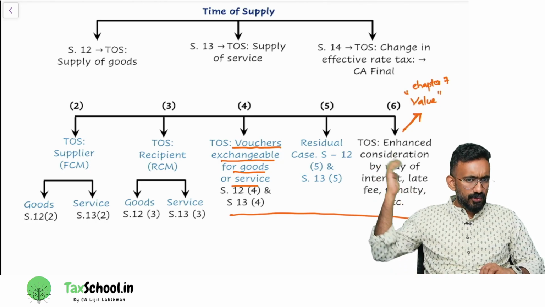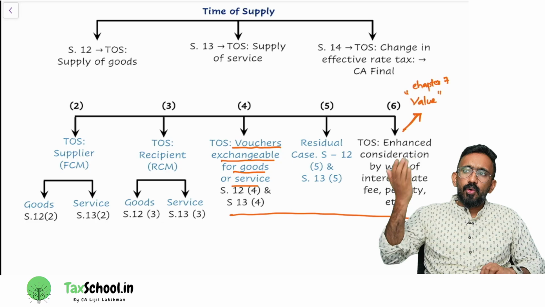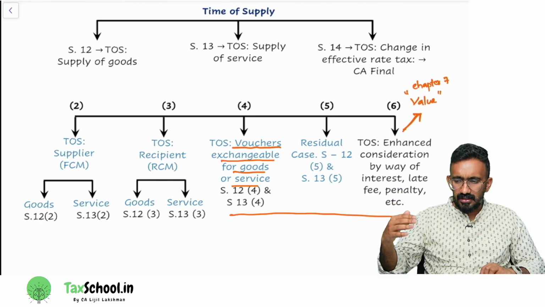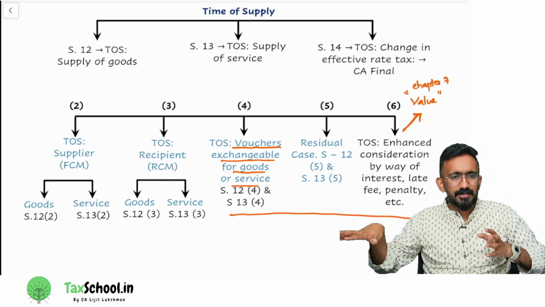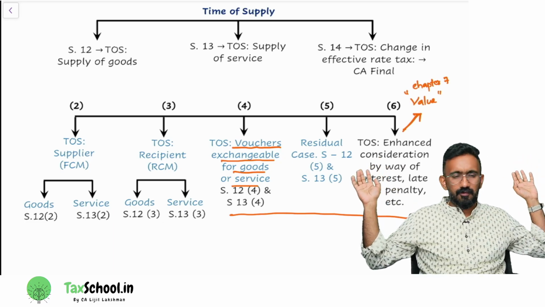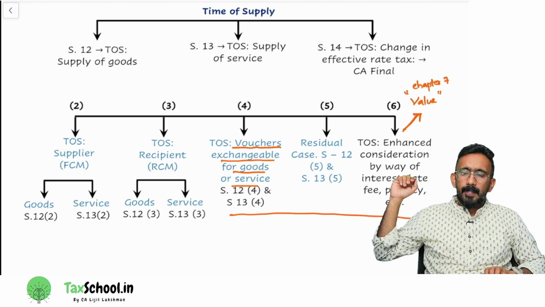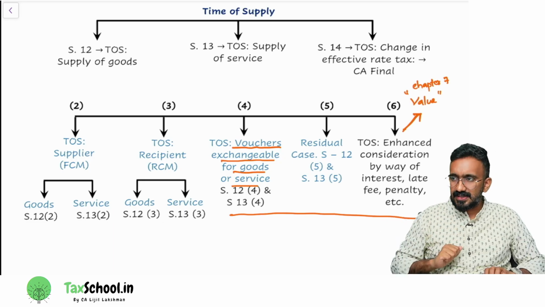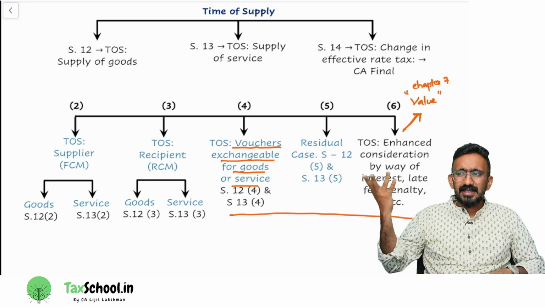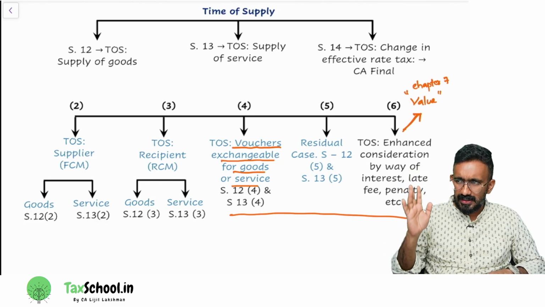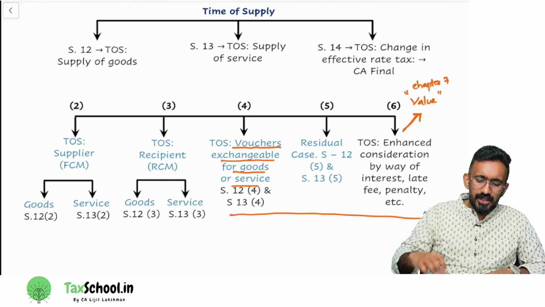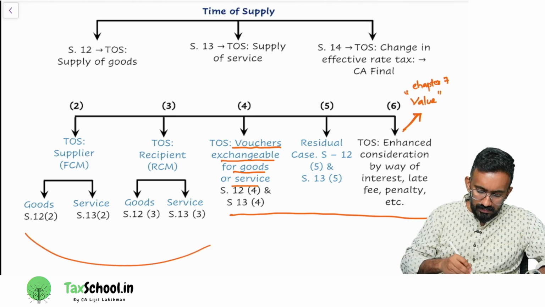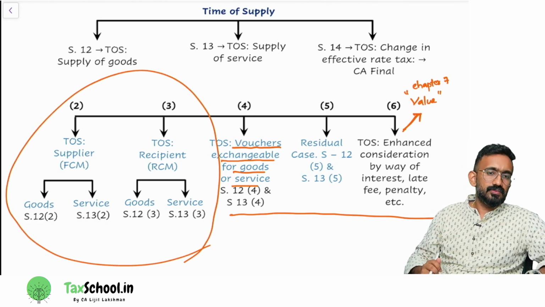4 and 5, 6 I have already discussed together with value. 4 and 5 talk about special scenarios. Subsection 4 is now removed, not applicable for the May exam. From the September exam onwards, there is a different understanding for subsection 4. For that reason, it might not be tested in this exam, so we don't have to stress too much on that. Subsection 5 is hardly tested. It's about the residual case. So I would recommend you learn only subsections 2 and 3 for the exam. Only this much will be very relevant for you.